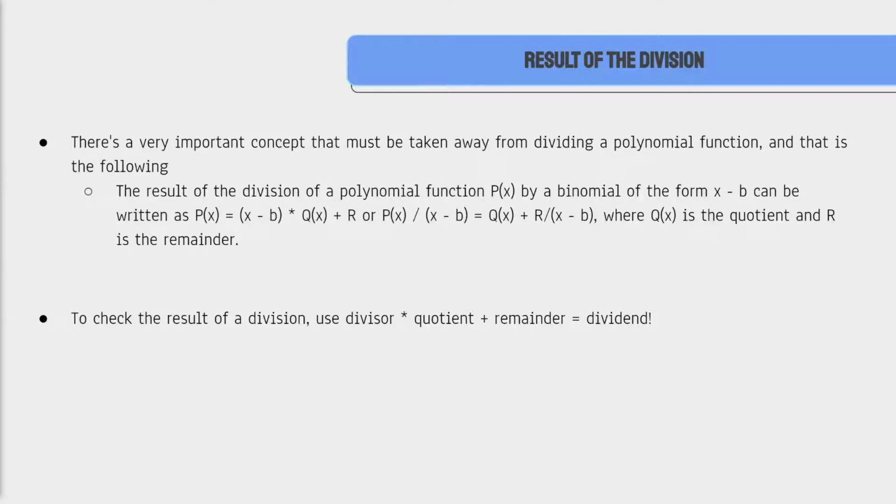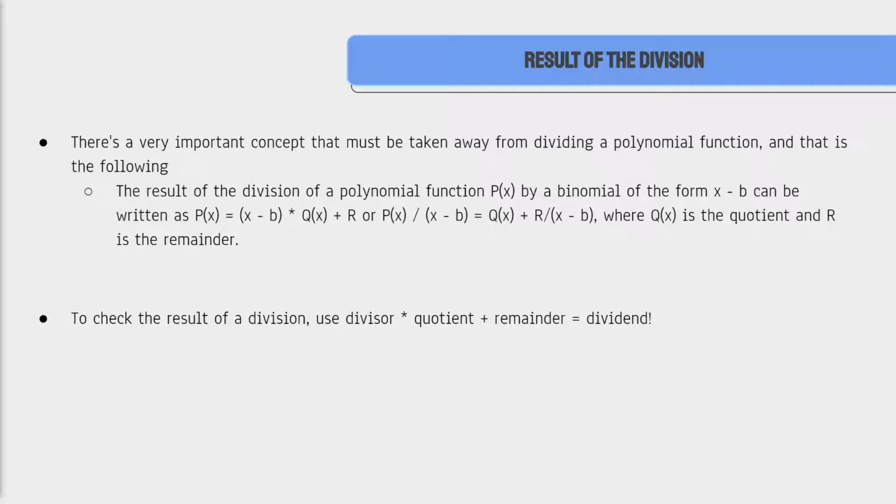Okay, so now that you know how to do long division, let's move on. With the result of the division, you could know one very important concept, which is the following. The result of the division of a polynomial function p of x by a binomial of the form x minus b can be written as the following. P of x, which is the function, equals x minus b times the quotient function plus the remainder. Or it could also be written as p of x divided by x minus b equals the quotient plus the remainder divided by the binomial.